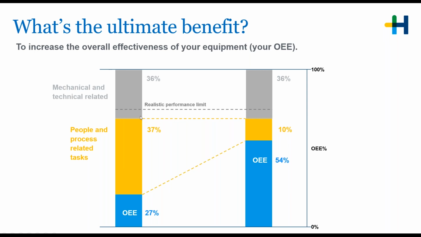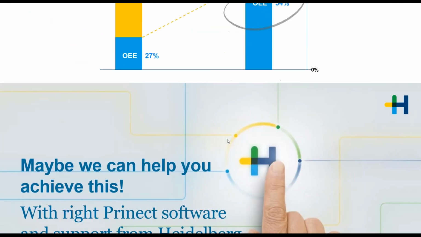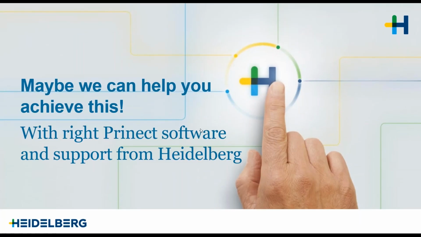Now, machinery, we've been improving repeatedly over the years to be faster and more efficient, but there is a realistic performance limit that we would get to with mechanics. You have to stop a press, you have to do a plate change, same with postpress. So what we've realized really is that if we want to double our OEE, we can do that by reducing our people and process related tasks. And so that's why we're now focusing more and more onto software to achieve that. So hopefully we can help you achieve this goal with the right Prinect software and the right support and help from us as Heidelberg.